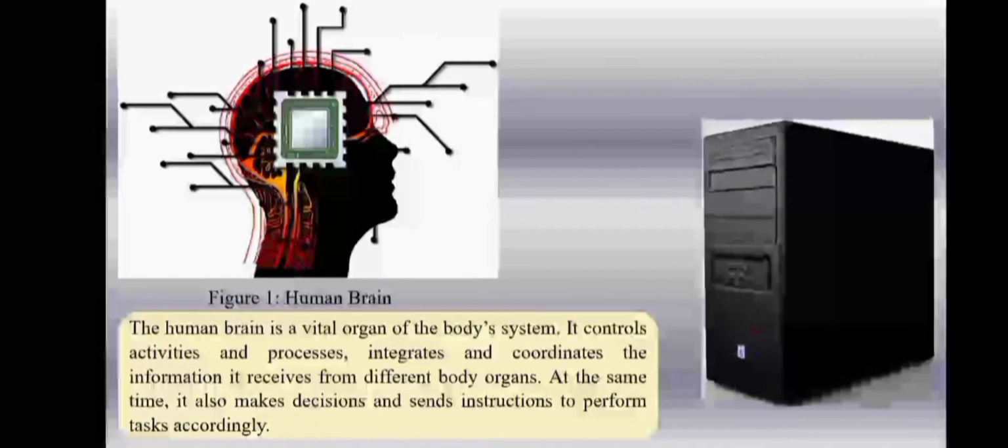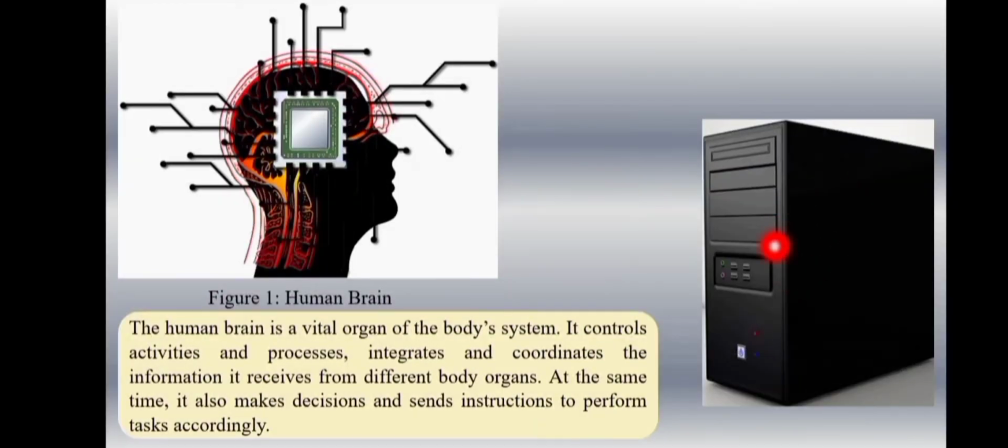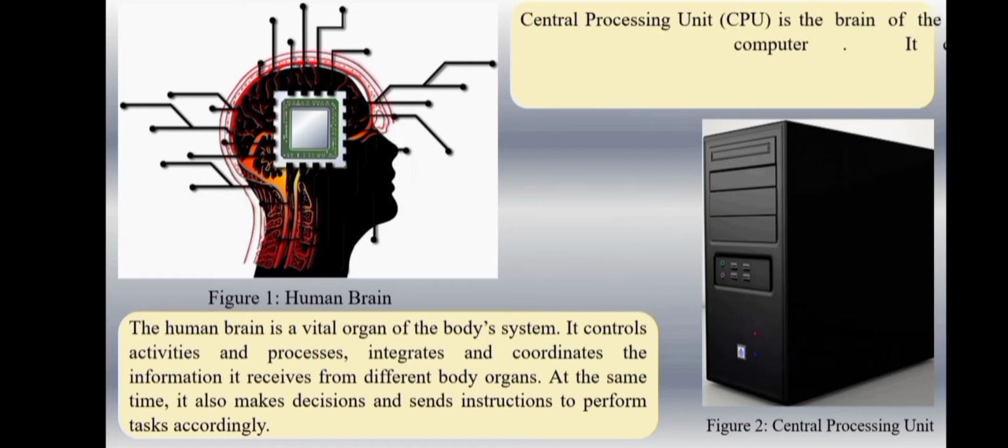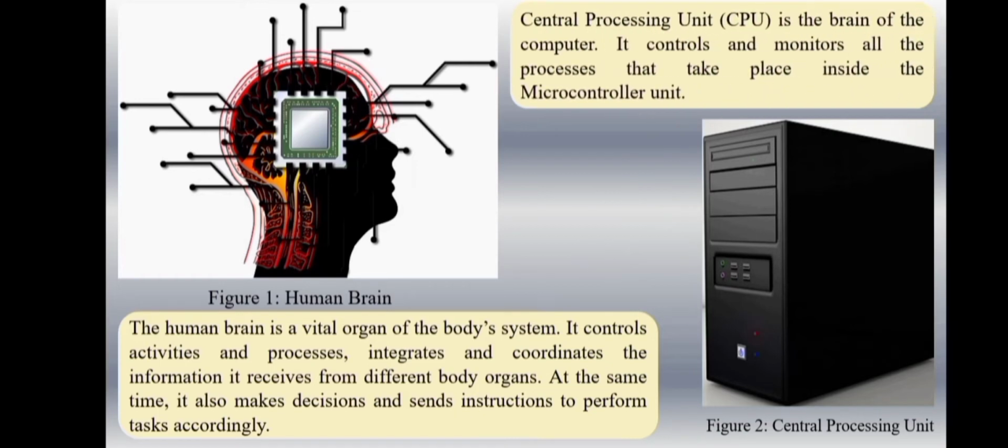This is the diagram of Central Processing Unit. Similarly, Central Processing Unit is the brain of the computer. It controls and monitors all the processes that takes place inside the microcontroller unit. Now, let's start with two types of memory used in our computers, that is RAM and ROM.